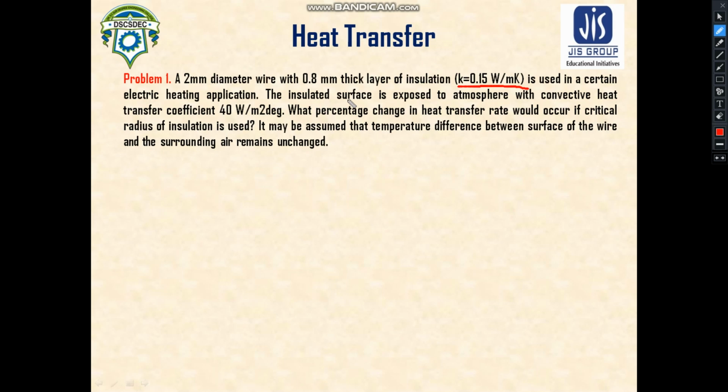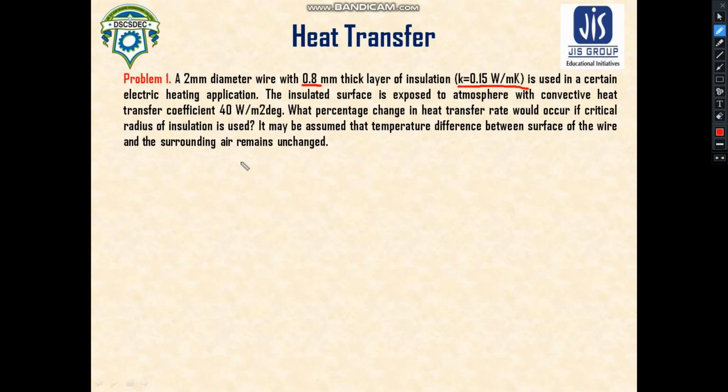The insulated surface is exposed to atmosphere with convective heat transfer coefficient 40 watt per meter square degree. What percentage change in heat transfer rate would occur if critical radius of insulation is used? That means instead of 0.8 millimeter, if you use the critical radius of insulation, then what would be the change in heat transfer rate? That is our objective here.